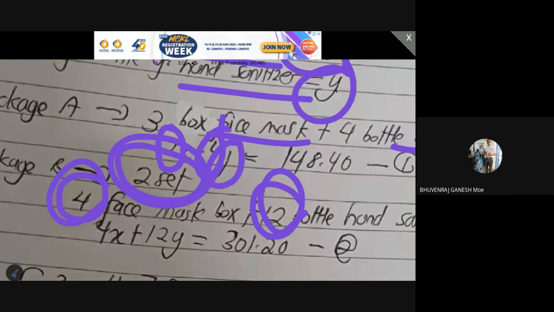So kena jawab 2 jadi 12. So then 4x plus 12y, yang ni pun soalan dah beri. The question gives you this total value, so you can find it. 301.20. So from here, you have to use your kaedah matrix.